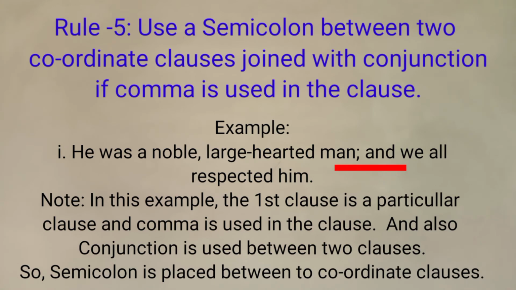In this example, he was a noble, large-hearted man is the particular clause and the general clause is we all respected him. So when there are two coordinate clauses joined with a conjunction, and a comma is used in the particular clause, here he was a noble, large-hearted man is the particular clause, and in this clause a comma or punctuation is used.